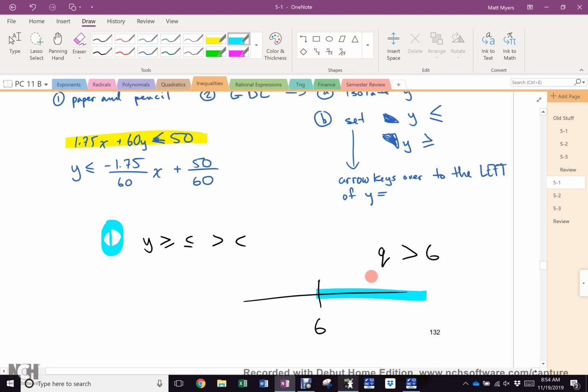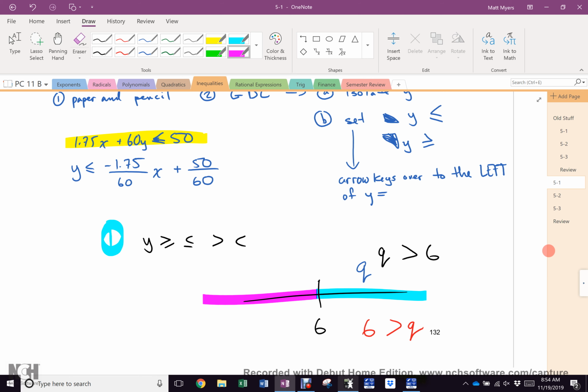Q is greater than 6, so all the q's live out here, yeah? But if I change that order to 6 is greater than q, then where do I shade? Then I would shade on the left. I got to reverse it if the number's first. Everybody understand that? So if you work your equation out with the y on the right, then you got to remember that when you go into your calculator, you set this properly. Everybody cool?